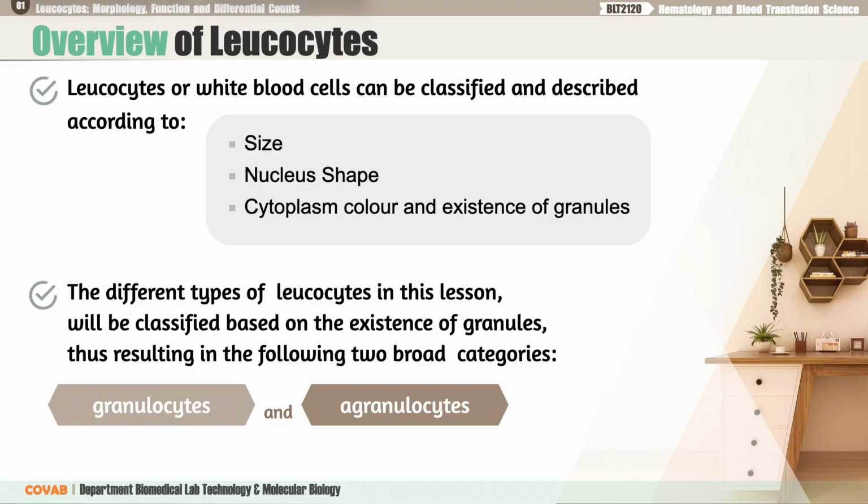Let's start with an overview of the leukocytes. They are white blood cells and they can be classified according to size, nucleus shape, or the cytoplasm color and existence of granules therein. The different types of leukocytes in this lesson will be classified based on the granules, and this will result in the two following broad categories: the granulocytes and the agranulocytes.